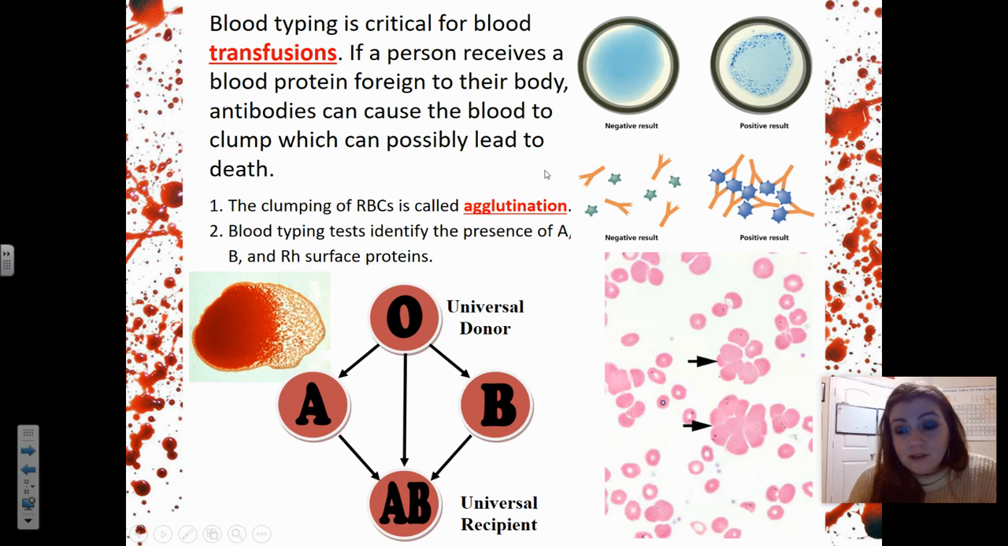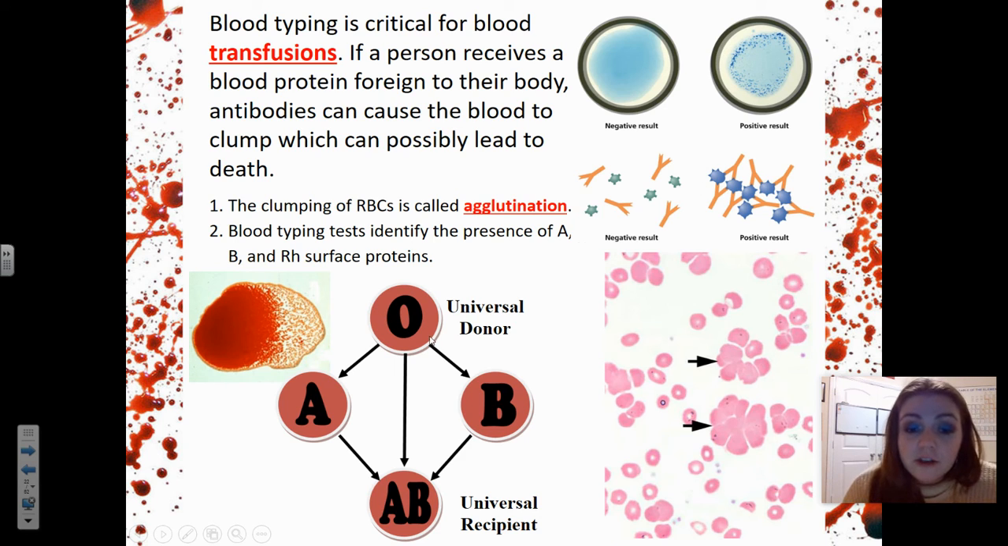It doesn't always lead to death, but this is what it looks like. The clumping of red blood cells is called agglutination. It's supposed to be just little circles, your red blood cells, but it's all clumping up together, trying to break them down, but it has a hard time breaking them down, causing these clumps. Blood typing tests identify the presence of A, B, and Rh proteins, and that's what the test is. Again, reminding you, if it clumps with it, it has it. So if this was an A antibody, then it's saying they have type A blood.